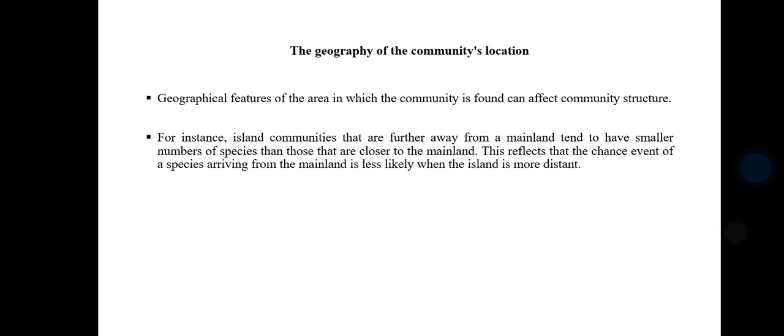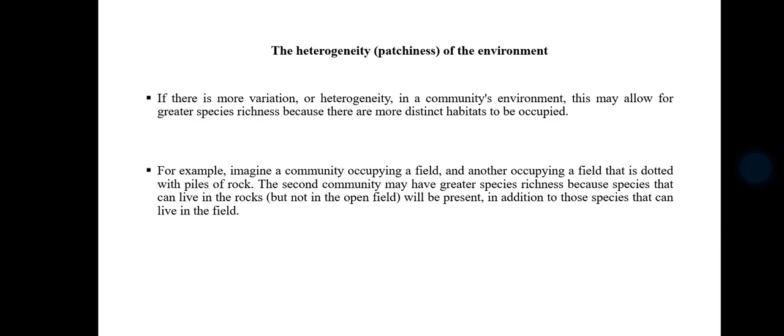The heterogeneity, or patchiness, of the environment. If there is more variation or heterogeneity in a community's environment, this may allow for greater species richness because there are more distinct habitats to be occupied.